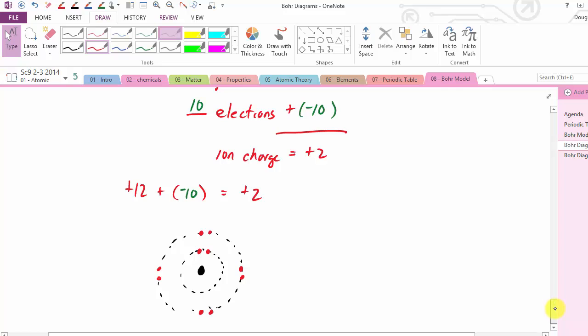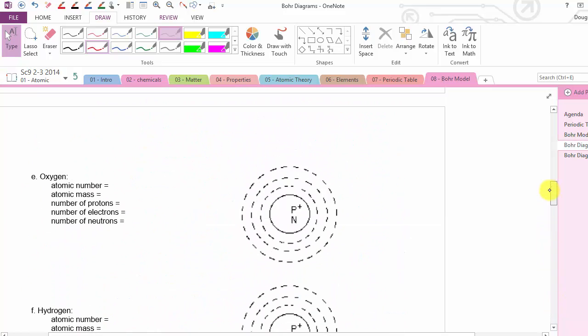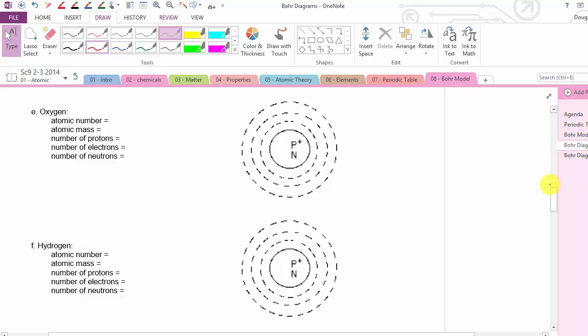Alright, I'm just going to go over a couple more examples then. So oxygen. Oxygen has an atomic number of 8. So that means it has 8 protons, 8 electrons, and 8 neutrons. Atomic mass is 16. So I draw it, I got 2 there, 2, 4, 6, 8. That's it. So in the first shell I have 2 electrons, second shell I have 6.